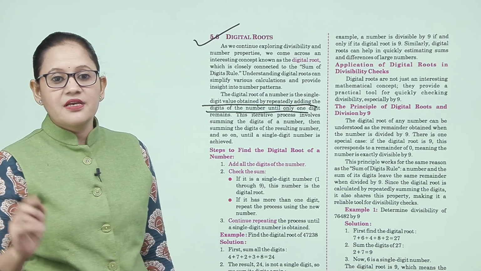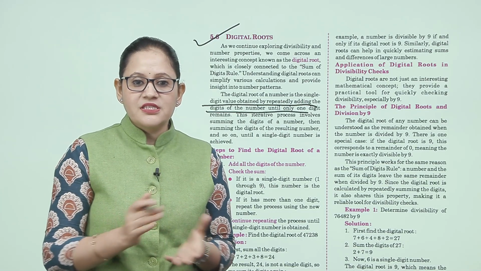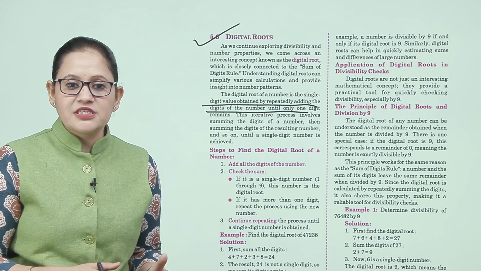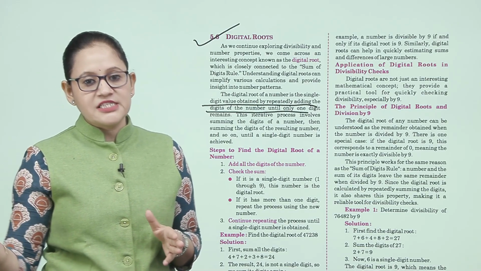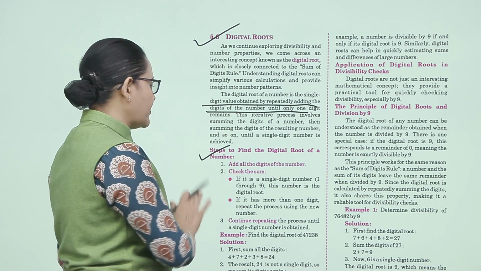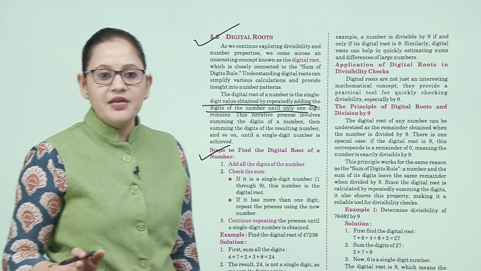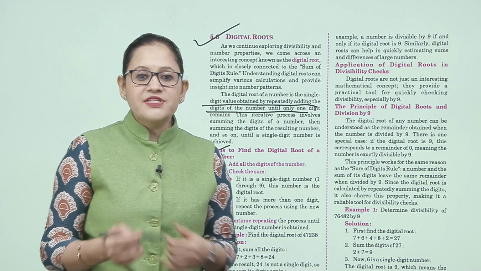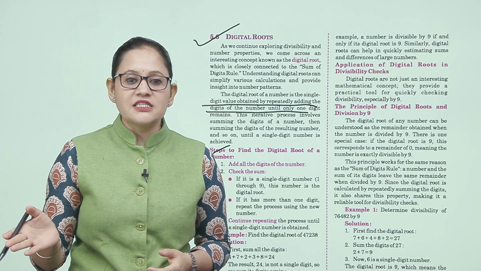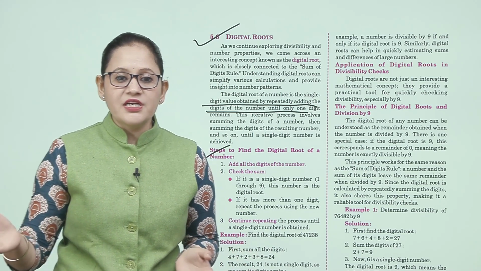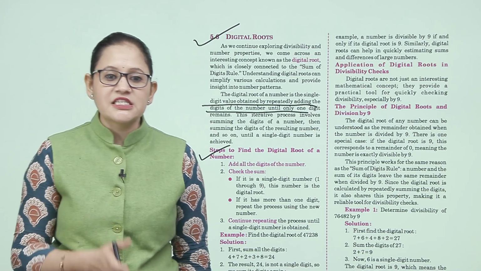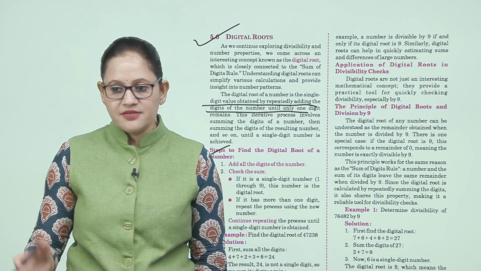This iterative process involves summing the digits of the number, then summing the digits of the resulting number, and so on until a single digit number is achieved. So, we will see the steps to find the digital root of a number. Add all the digits of the number and check the sum. If it is a single digit number, 1 through 9, this number is the digital root. If it is more than one digit, repeat the process using the new number. Continue repeating the process until a single digit number is obtained.